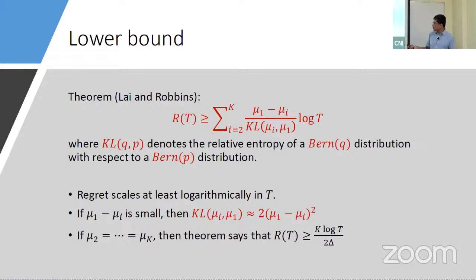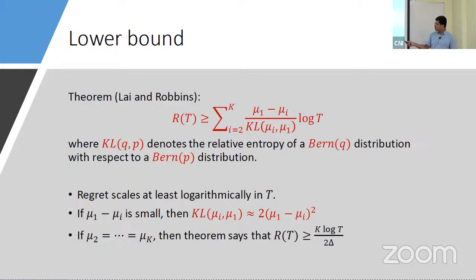They showed that for this problem, you cannot achieve regret better than a certain lower bound. And what's the lower bound? You sum up over all the arms the gap between the mean reward of that arm and of the best arm. The bigger the gap, every time you play it, you get a bigger regret. But this gets divided. In the denominator, you have the Kullback-Leibler divergence, or the relative entropy, between the best arm and the arm you are playing, i. And this is a measure of how distinguishable these arms are. If mu i is very close to mu 1, you cannot tell them apart.